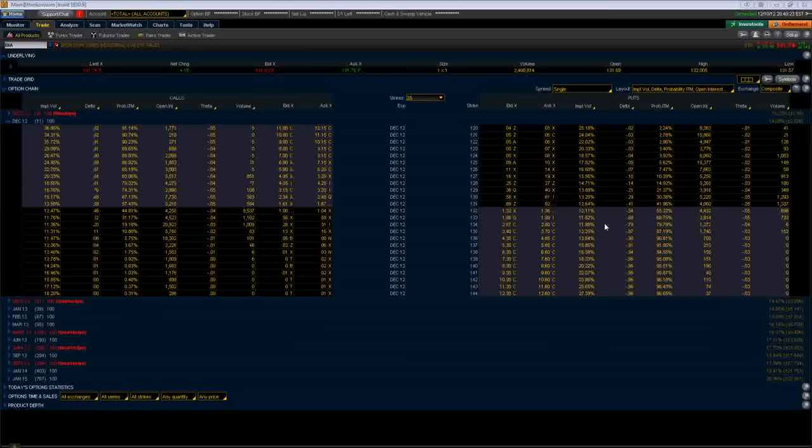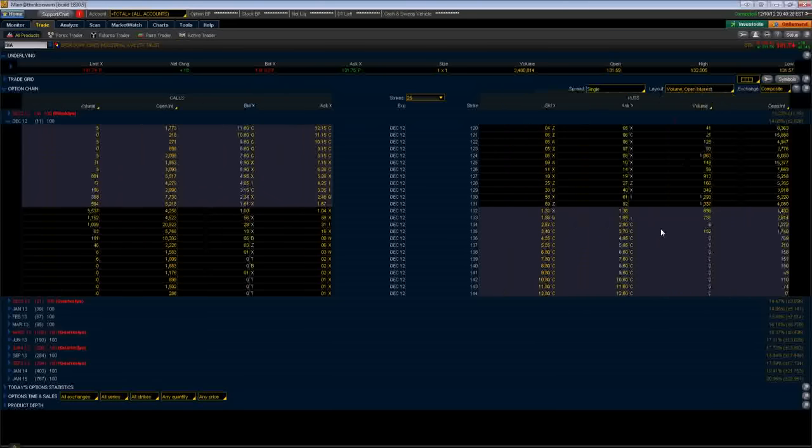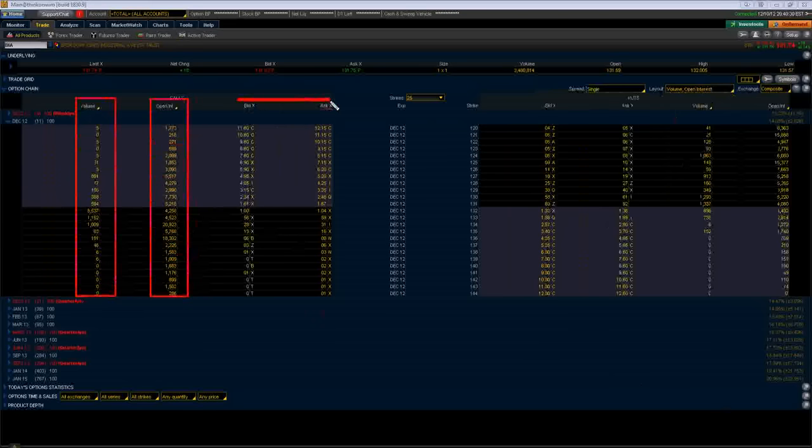But right now, let me just make it really simple for you. We've got a couple of key things I want you to focus on for now. You've got a volume column, and you've got an open interest column. And then, of course, you've got the bid and the ask. In every option series, just like stock, you've got a bid and the ask. It's very, very easy to understand, but you can get fairly confused with it. And you'll notice that there is a difference between the bid and the ask.